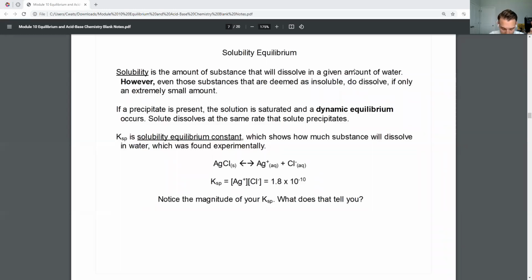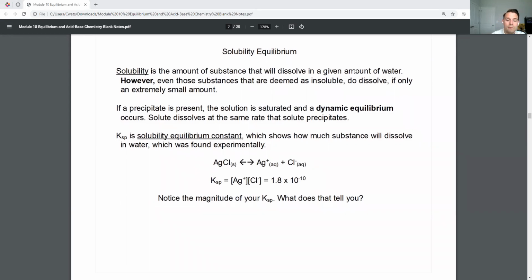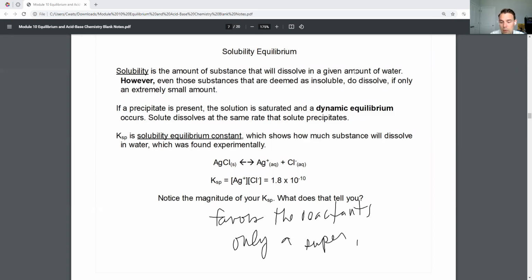It is so small, which means that it favors the reactants, right? Only a super small amount will dissolve. Okay.